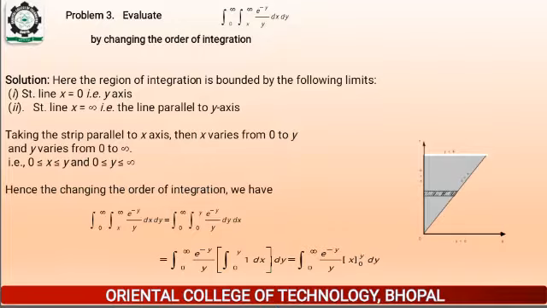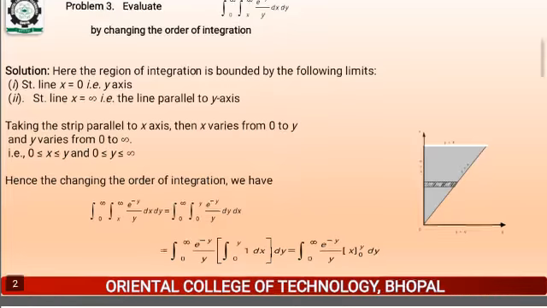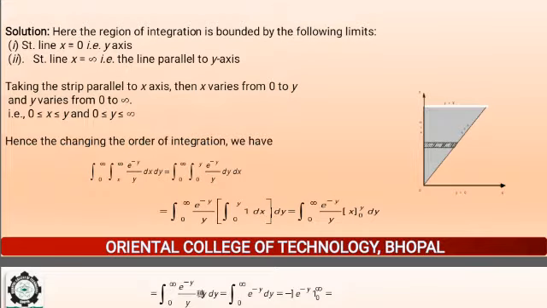Taking the strip parallel to x-axis, x varies from 0 to y and y varies from 0 to infinity. That is, x lies between 0 to y and y lies between 0 to infinity. Hence, after changing the order of integration, the integral becomes integral 0 to infinity, integral 0 to y, of e to the power minus y upon y dx dy.